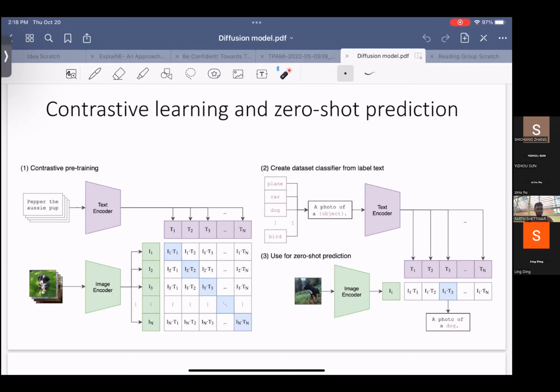Yeah. I still have a question for the technical part. On the pre-training part, I think it's quite clear. But then for step 2 and step 3, are they just for the inference, or do they also involve some training? Oh, this is just for inference.